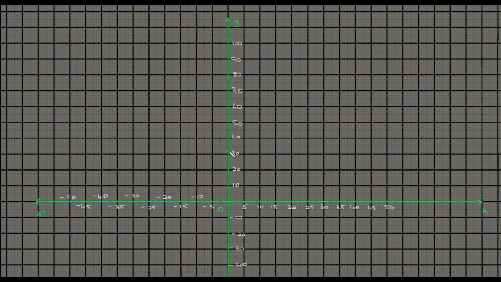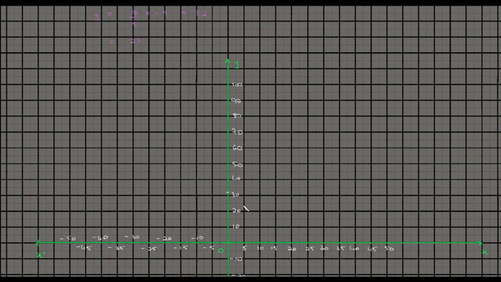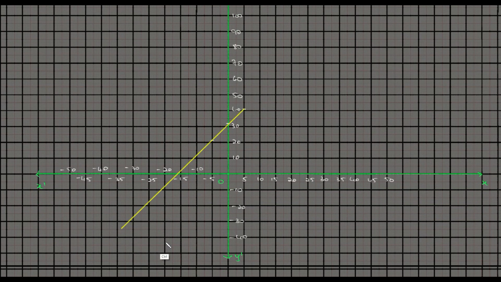So we have 0 and 32. So 0 and 32 is over there. 5 and 41, minus 5 and 21. Again, try to use a big scale. So, I'm not very happy with that actually.